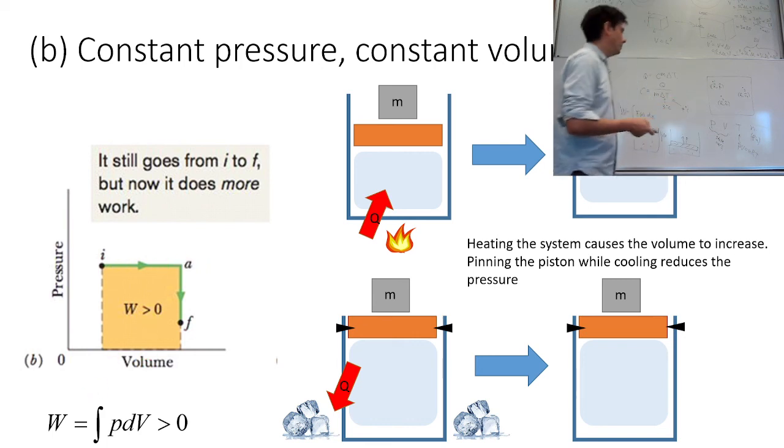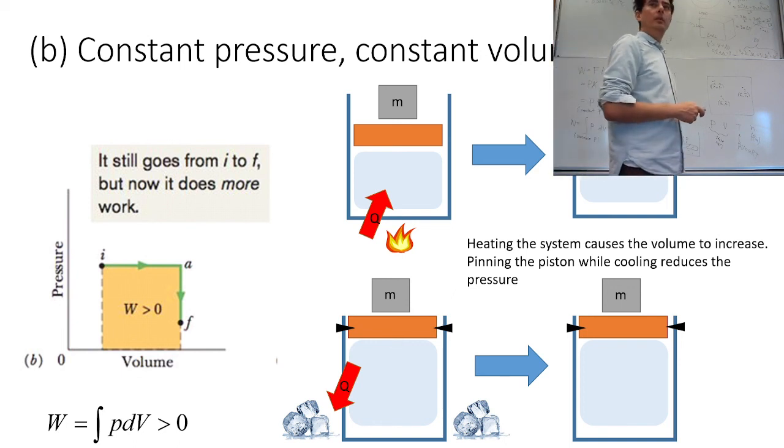In fact, in this case, the integral is simpler because it's constant pressure. Because it's constant pressure, all you have to do is just multiply the pressure by the change in volume.